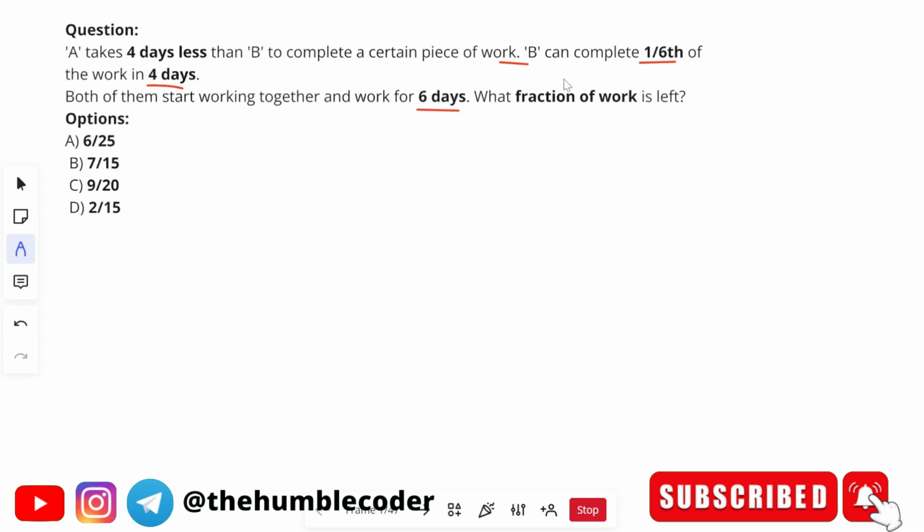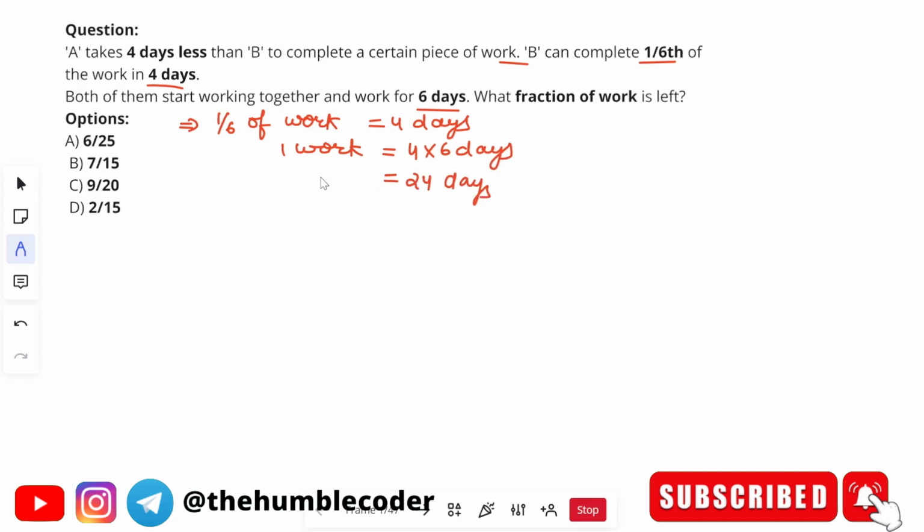Based on the data given to us, first of all we will write some important things. What is told to us is B can complete 1/6 of the work in 4 days, which means 1/6 of work B can complete in 4 days. So one work, or total work, in how many days can he do it? 4 into 6, which is 24. So total work by B will be done in 24 days.